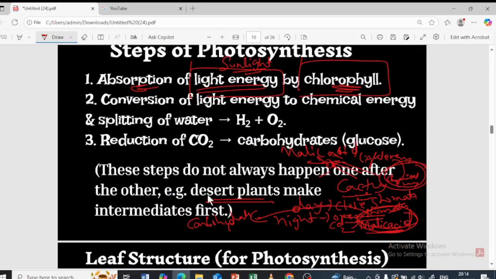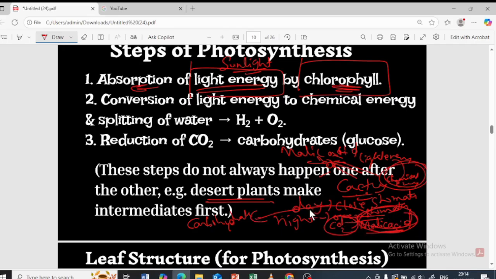In the case of desert plants, obviously desert plants tend to save water. That is the reason they close the stomata during the daytime in order to prevent loss of water through transpiration. They open the stomata at night, and by opening the stomata they take up carbon dioxide and prepare an intermediate product called malic acid.